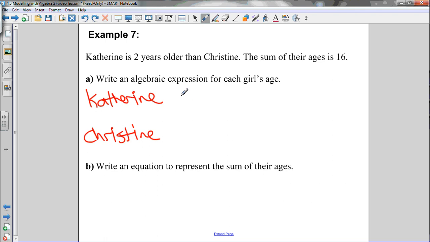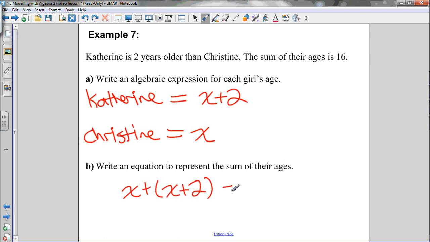So Catherine's age, she's 2 years older than Christine. So I'm going to make Christine's age x, and I know Catherine is 2 years older than Christine, so Catherine is x plus 2. Write an expression to represent the sum of their ages. I know the sum of their ages is 16, so I know x plus 2, x plus 2 is equal to 16.